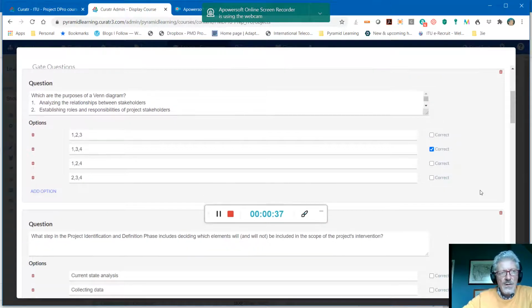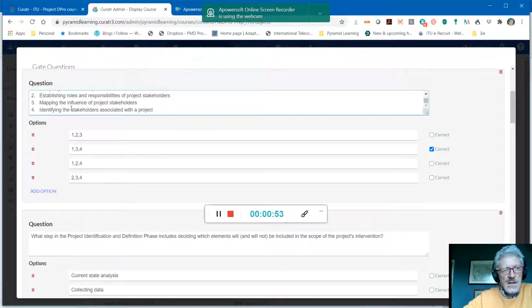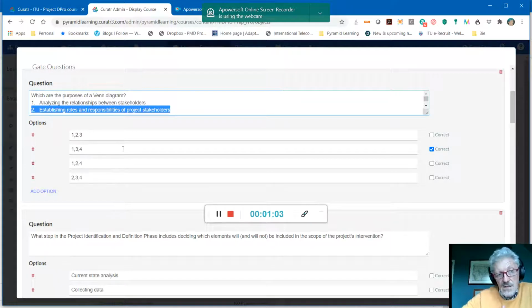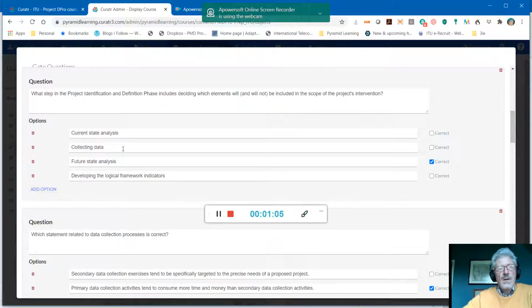Let's move on. What are the purposes of a Venn diagram? Okay, and again, remembering our exam technique, we can see that we've got analyzing relationships between stakeholders, establishing roles and responsibilities, mapping the influence, and identifying the stakeholders. Well, clearly, a Venn diagram is not about roles and responsibilities, so the correct answer is B, because that doesn't include it.